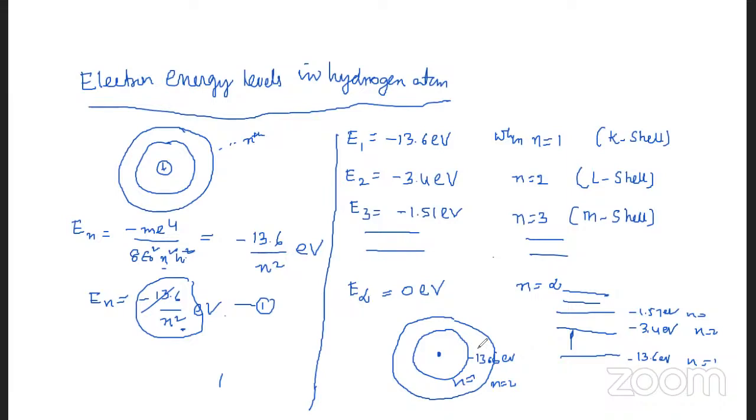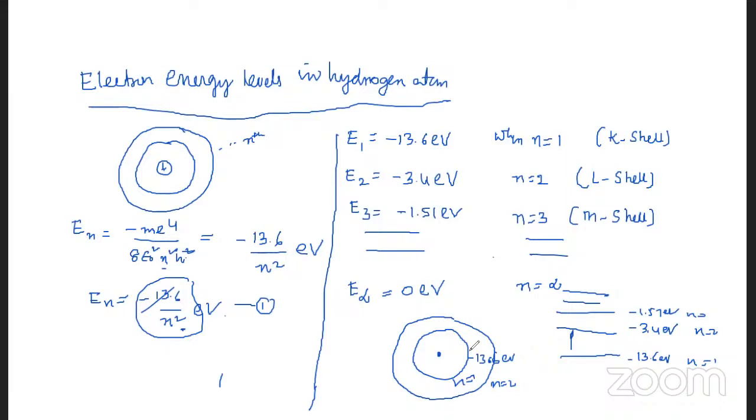Suppose the electron absorbs 25 electron volts. This energy is not only sufficient to remove the electron from the atom, but it also imparts the remaining energy, which is 25 electron volts minus 13.6 electron volts, equal to 11.4 electron volts. The minimum energy required to remove the electron from the first orbital is 13.6 electron volts. So if it absorbs 25 electron volts, then 25 minus 13.6, which is 11.4 electron volts, is the energy imparted.